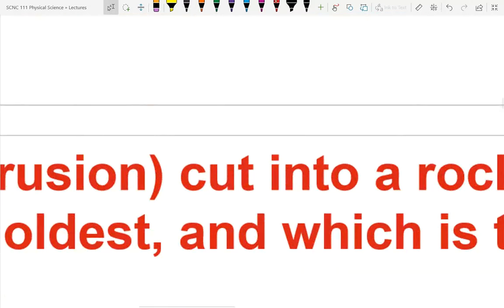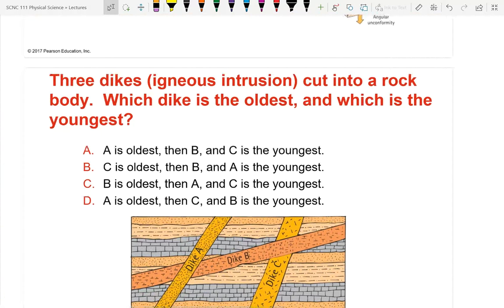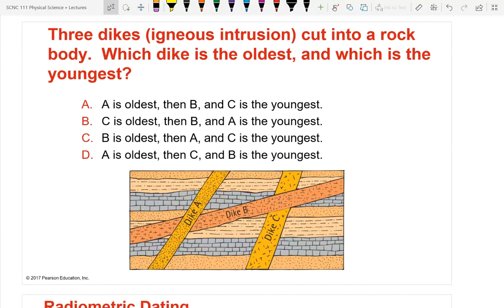Okay, our first and only clicker question. No, I don't want to install software in the middle of class. 3 dikes, which are igneous intrusions. Igneous, melted rock. Intrusions, they're cutting through the old rock, cut into a rock body. Which dike, you have the picture here, is the oldest and which is the youngest?